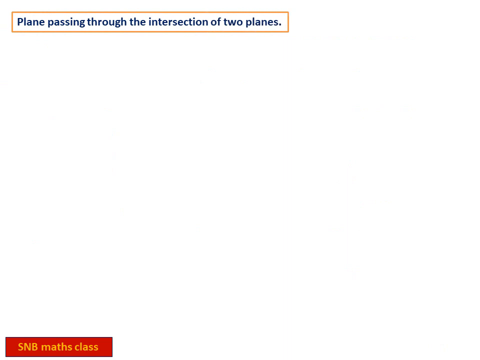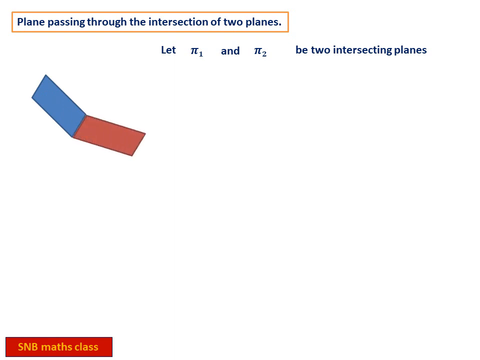Now the next one is the plane passing through the intersection of two planes. So this is the next concept I would like to discuss. Let pi 1 and pi 2 be two intersecting planes. Look here, this is one plane and this is another plane. So the first one is pi 1 and the second one is pi 2. So these are the two planes intersecting. See here, this is called the line of intersection. You can imagine whenever two planes intersect, the points where they intersect will form a straight line. So that is called the line of intersection.